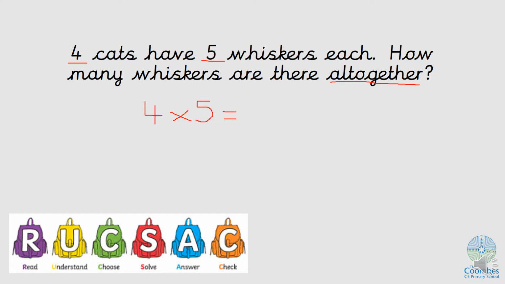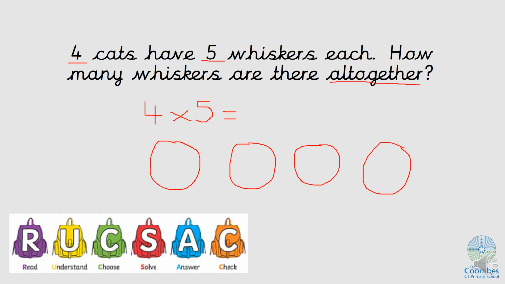Now, the next part of Rucksack, let's see what's next, is the S, solve. We've got to solve it. So, using what you learnt last week, can you solve 4 groups of 5? So, I need 4 groups, so I'm going to do it using equal groups. 1, 2, 3, 4, and I need 5 in each group. 1, 2, 3, 4, 5. I have calculated my answer and I've solved it.